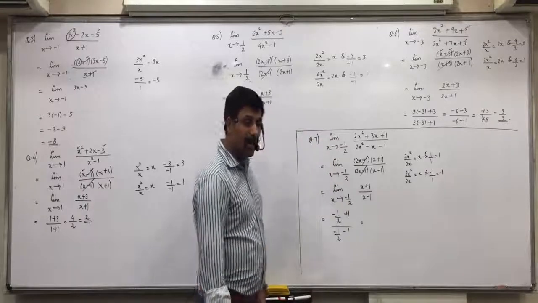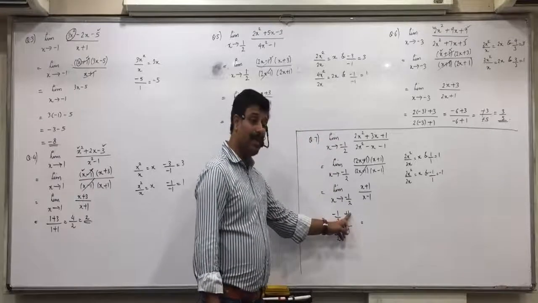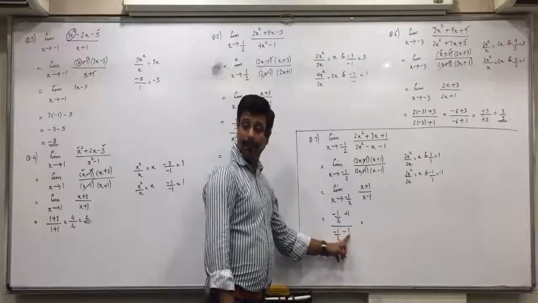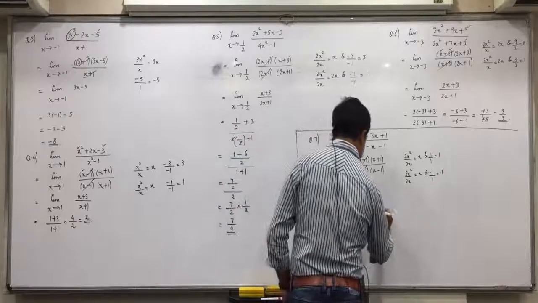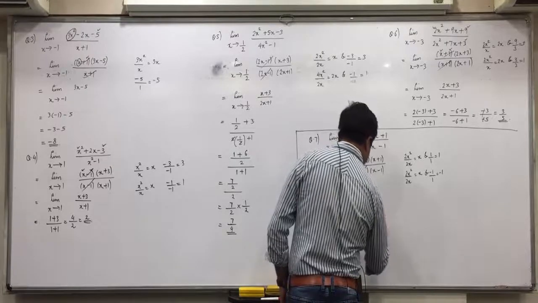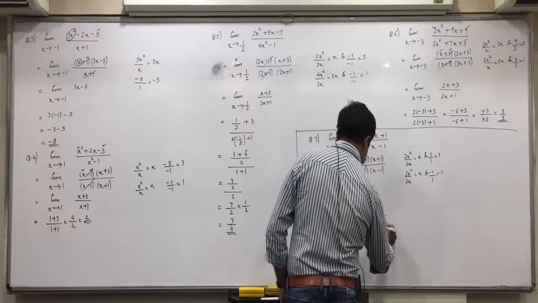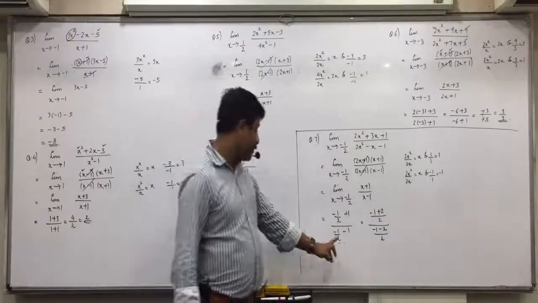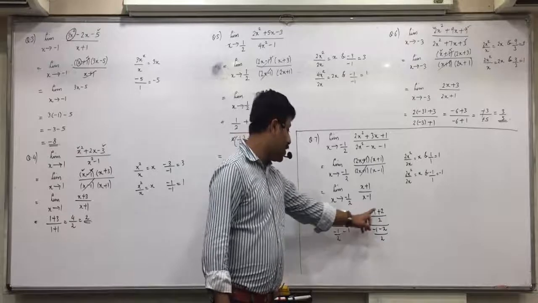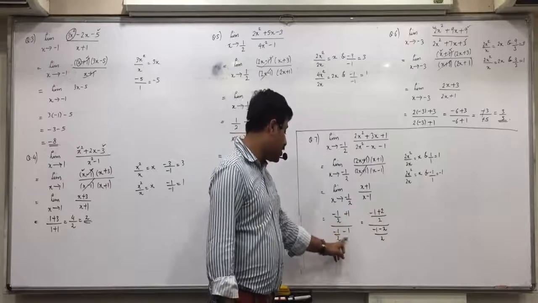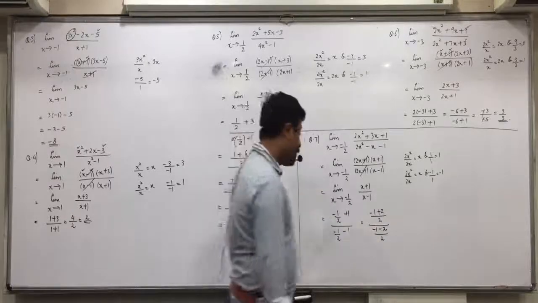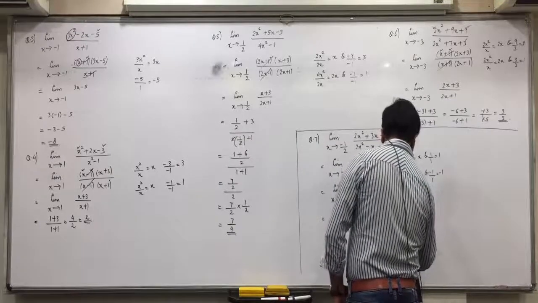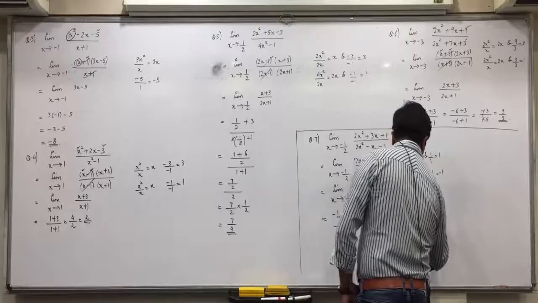If you do the LCM, cross multiply, then 2 into 1 will become 2, and denominator also 2 into 1 will become 2. So LCM would be minus 1 plus 2 upon 2 divided by minus 1 minus 2 upon 2. Any confusions with this? Minus 1 plus 2 is 1 by 2. And minus 1 minus 2 is minus 3 by 2.